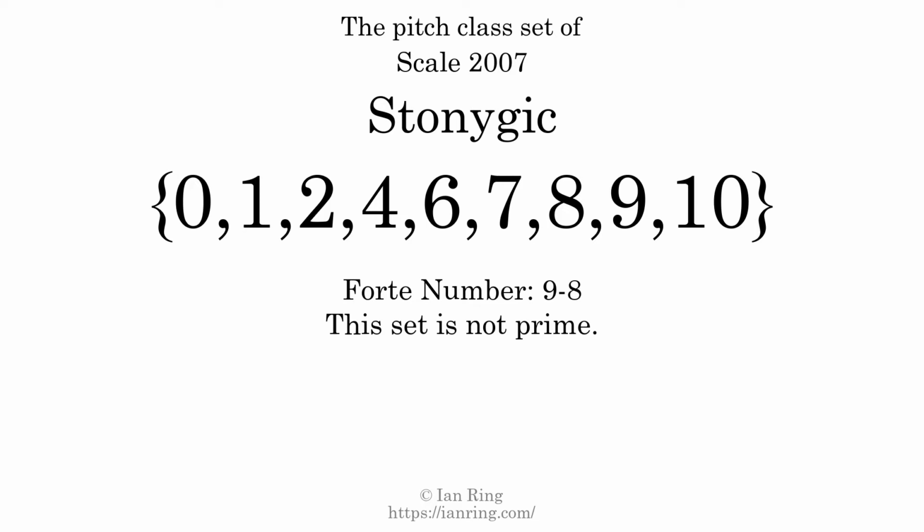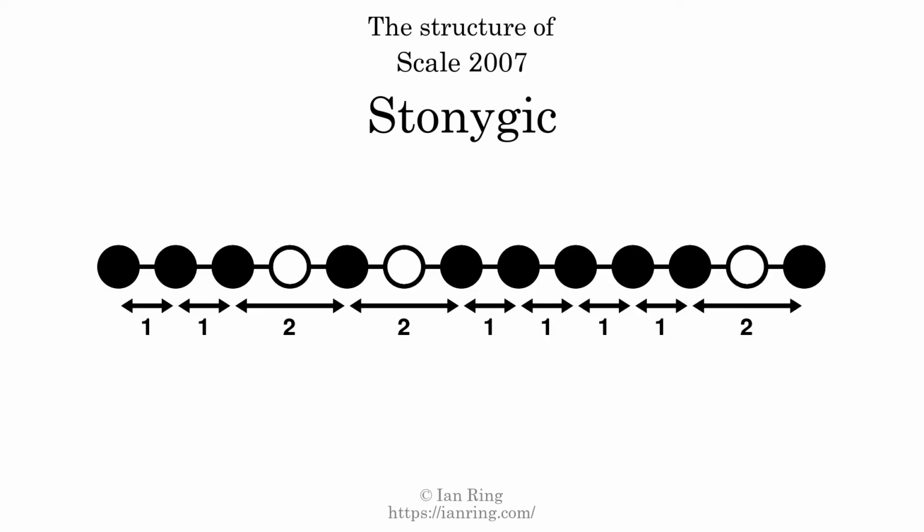The fourth class is 9, 8. This set is not prime. The structure of a scale is a description of the interval distance between each successive tone. This scale has a structure of 1 1 2 2 1 1 1 1 2.